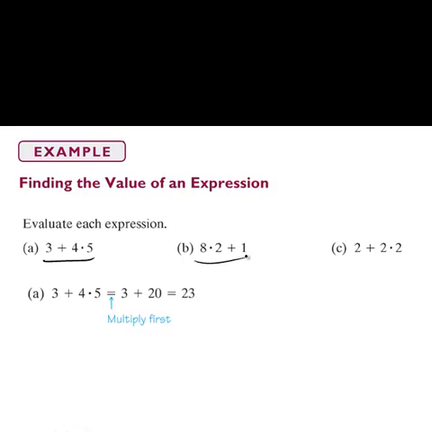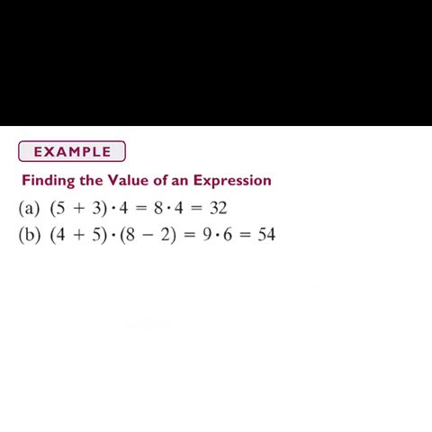Or if you have 8 times 2 plus 1, well, you'll do the 8 times 2 first, which is 16, and then add 1 to make 17. If you have 2 plus 2 times 2, well, you do the 2 times 2 first to make 4, and then 2 plus 4 is 6. Okay, moving along here.